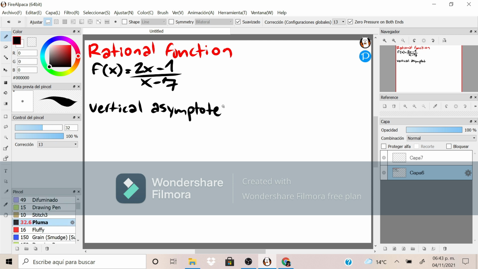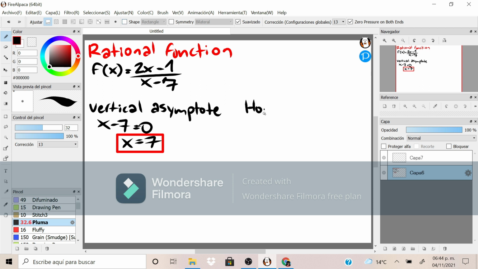Anyways, vertical asymptotes. The good thing here is that all we gotta do is use the equation down here. So it would be x minus 7 equals 0, so x equals 7. So this is all we have. I know, right? Quite interesting. Alright, anyways, that's like the intro.